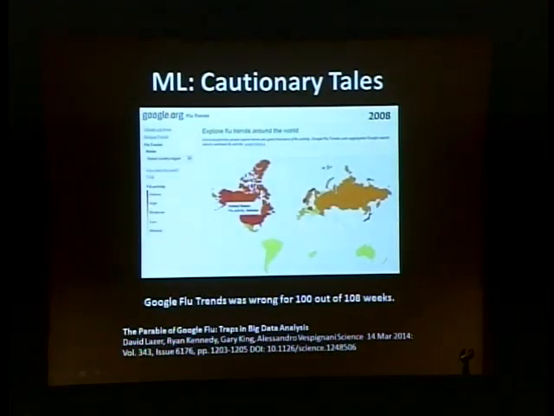So machine learning has a lot of potential, but it's not without its problems. One of the epic fails in machine learning has been the Google Flu Trends project, where Google decided that it could take a bunch of its search data and use it to predict flu outbreaks around the world. And as it turns out, it was very, very bad at it. And Google silently killed the project after a while.